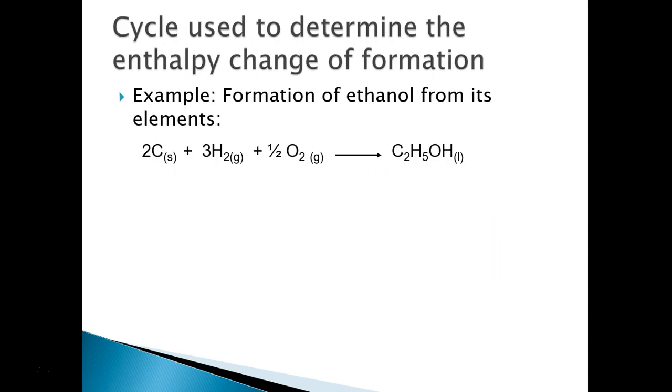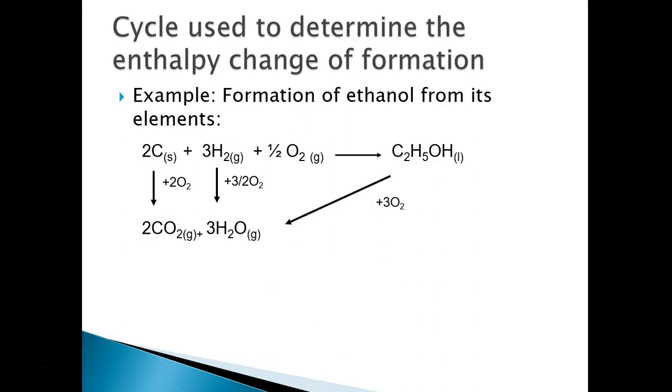So, let's look at an example of the formation of ethanol from its elements. All right, so first we combust carbon and then hydrogen to make CO2 and water vapor, and then we combust ethanol to complete the cycle. Now, one thing to notice is that this equation was balanced, and it has to be balanced to create 1 mole of this, since that's the definition of heat of formation, so we did use the half coefficient on the oxygen, that's fine. And then, since this is balanced, I also balanced these first two processes going to CO2 and water vapor. And if this is balanced and this is balanced, then this must be balanced, okay?